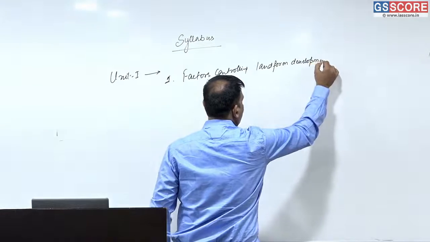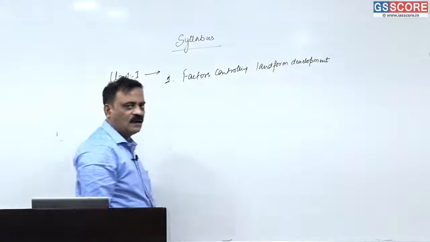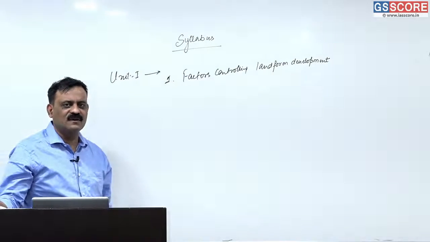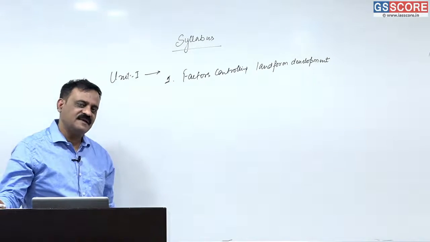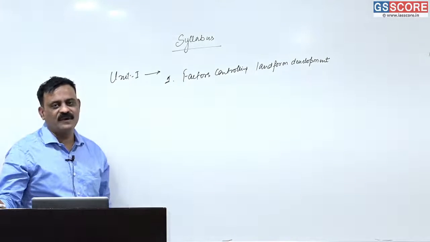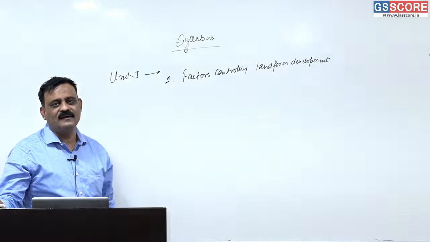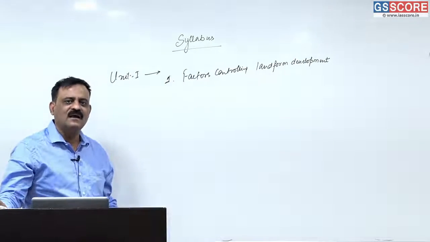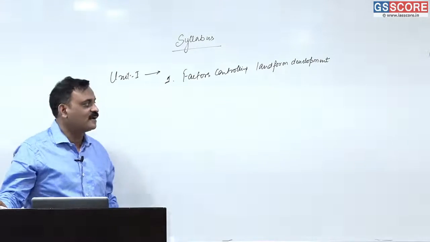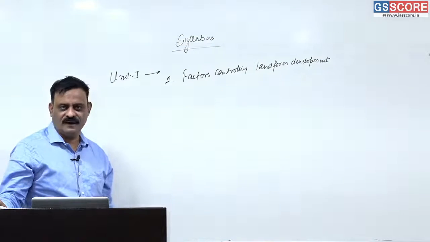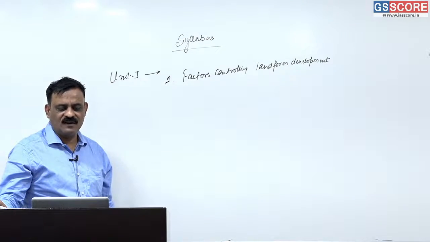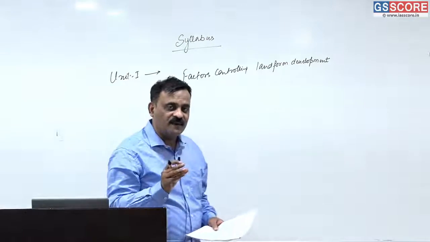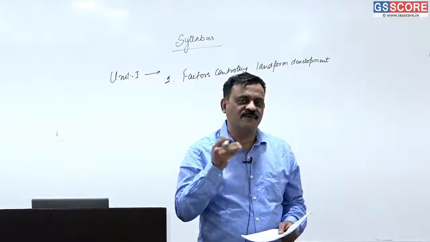Factors controlling the landform development means how the landforms develop. As I have discussed, geomorphology is more concerned with the study of the landforms, or a scientific study of the landforms. So the very first topic in front of you is: what are the determinants of a landform? You can call them determinants of a landform, or you can call them factors controlling the landform development. Okay, so what are the factors which control landform development, because different places have different types of landforms.